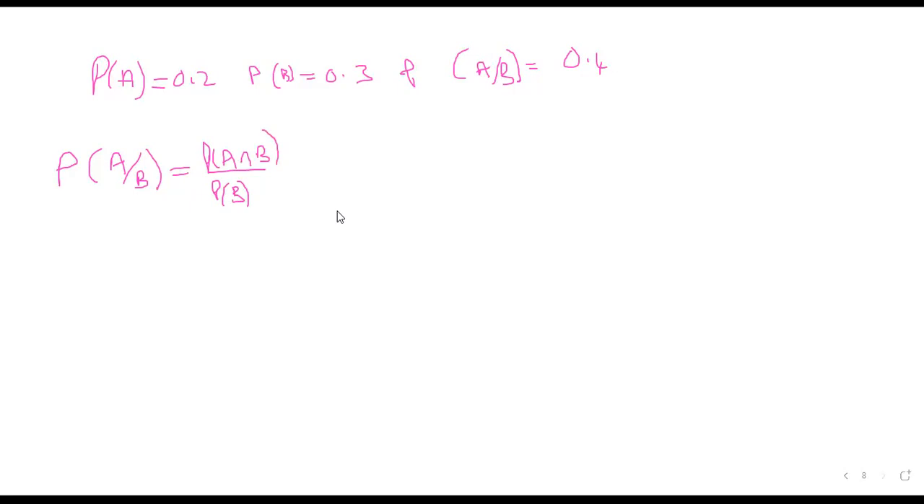Then we substitute what we have. A given B is 0.4. The intersection is what we're looking for. Then the probability of B is 0.3. We cross multiply this by that, and A intersection B is 0.12.